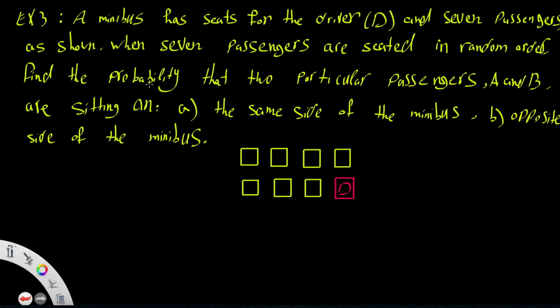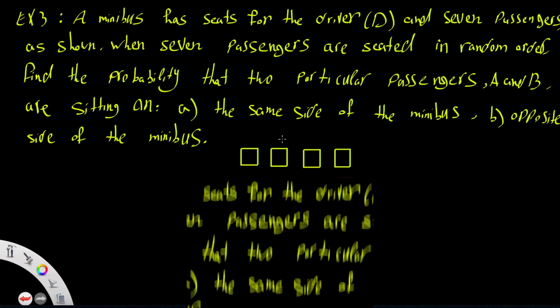Example number 3. A minibus has seats for the driver D and 7 passengers as shown. You see 1 seat for the driver and 7 passengers. When 7 passengers are seated in random order, find the probability that 2 particular passengers A and B are sitting on part A, the same side of the minibus, and part B, the opposite side of the minibus.